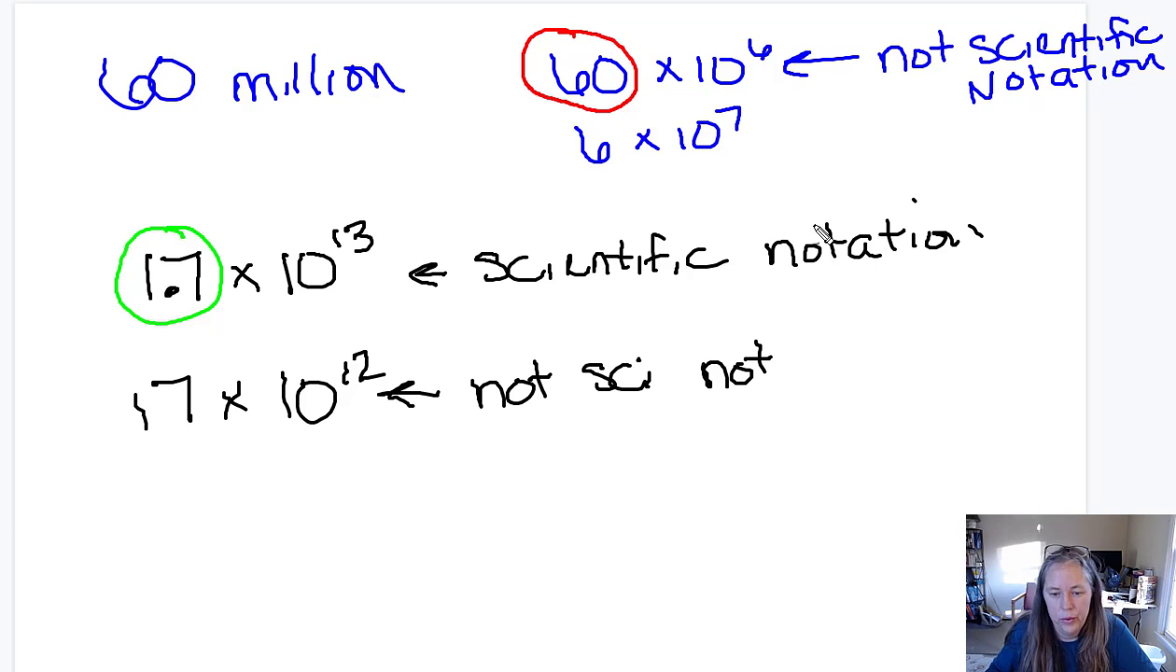I just said side note. Okay, because the 17 is too big. This porridge is too hot. Sorry, I don't know where that came from.